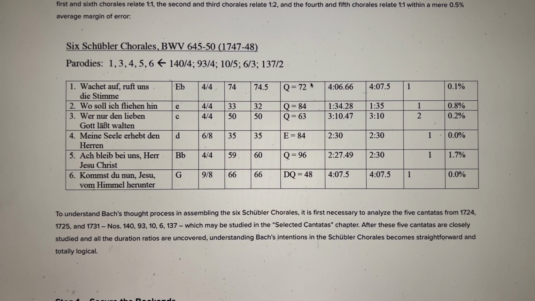By the way, the eighth note of Wachet auf is equal to the eighth note of Kommst du nun. And so actually number 1 and number 6 have equal tempos. They're just grouped differently. So you can see that this number 72 and 48 are in the same row in the tempo matrix where I got these tempos from. By the way, these are all the natural tempos for the work. So these are the tempos that Bach intended for his 6 Schübler chorales. These are the durations, and this is how it all fits together.